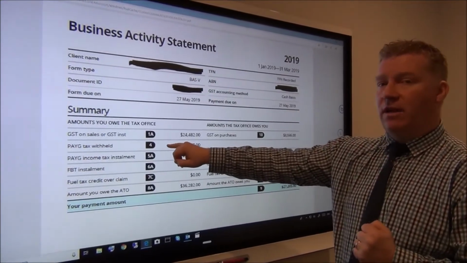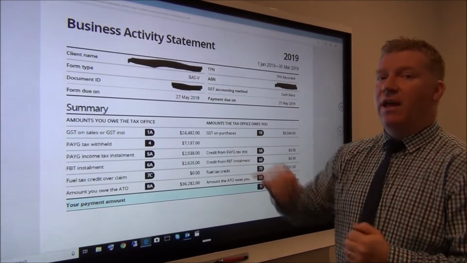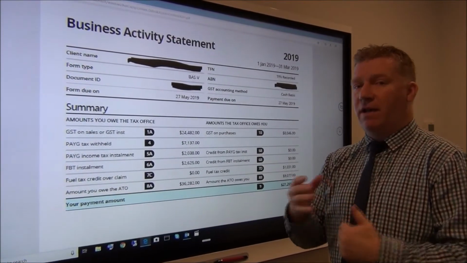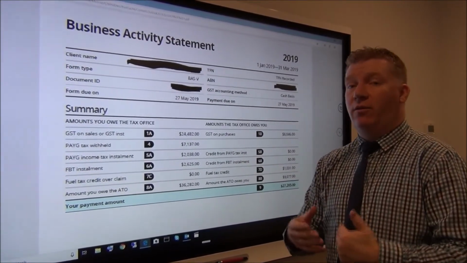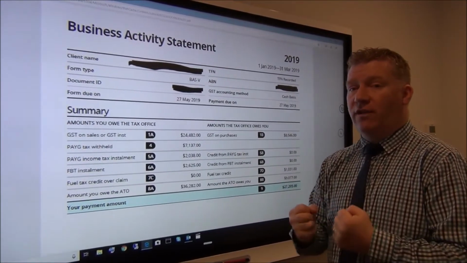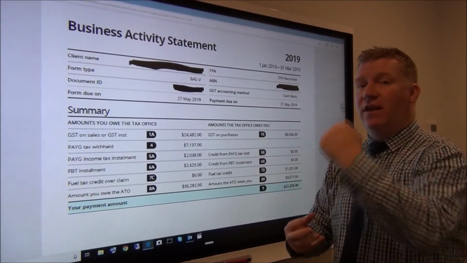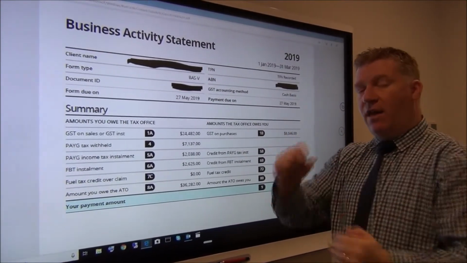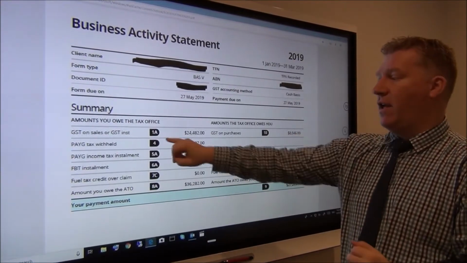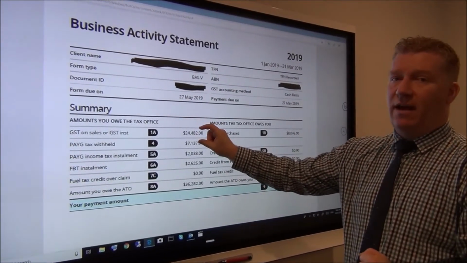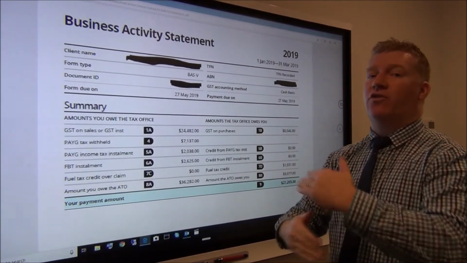Item 4 is PAYG tax withheld. That's the withholding tax on the wages paid to employees, which may include the directors and related parties as well. So it's withholding of tax when you pay someone a wage. Let's say it's $1,000 is their gross payment for the week, but they receive $800. That $200 you withheld, that's the withholding. So effectively both those taxes there are really made to wash through your business.